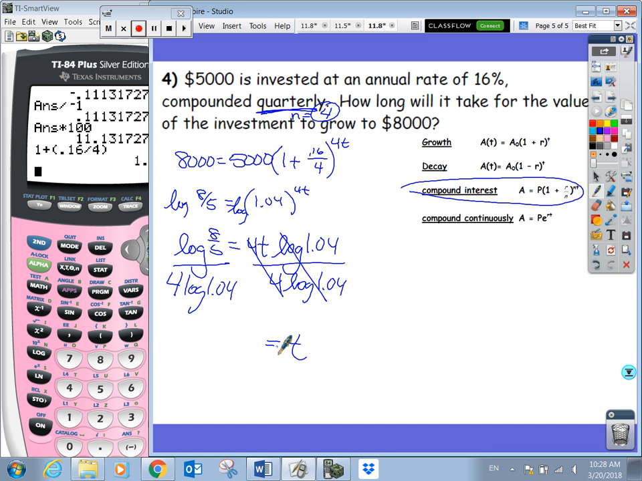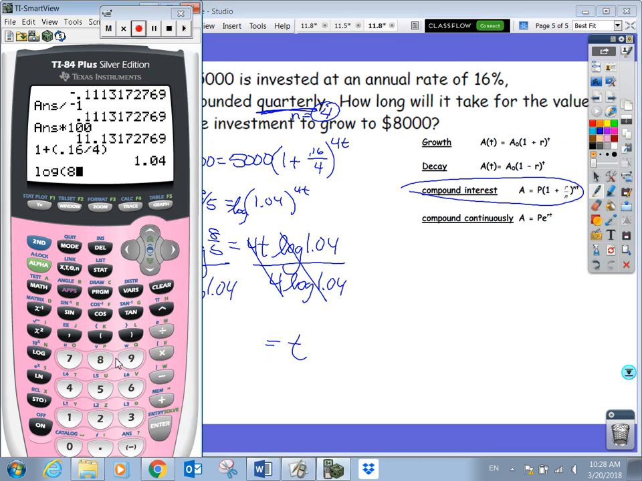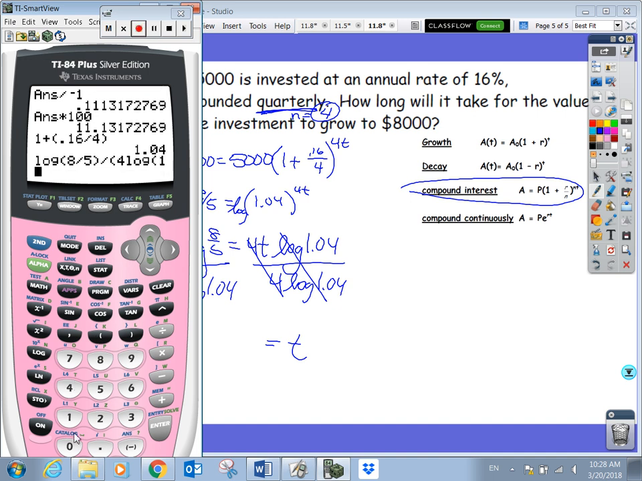Now, when you type this in the calculator, it's important that that 4 log of 1.04 all stays together. So here we have log of 8 divided by 5. We need to close that. Divided by, we need to open 4 log 1.04. Close, close. And you get your answer. If you don't put the whole denominator in parentheses, it's going to divide the log 8 over 5 divided by 4. Then it's going to multiply. It's going to bring that log 1.04 up to the top, and that's not true. You have to keep it all in parentheses. So 2.996, and that's years.